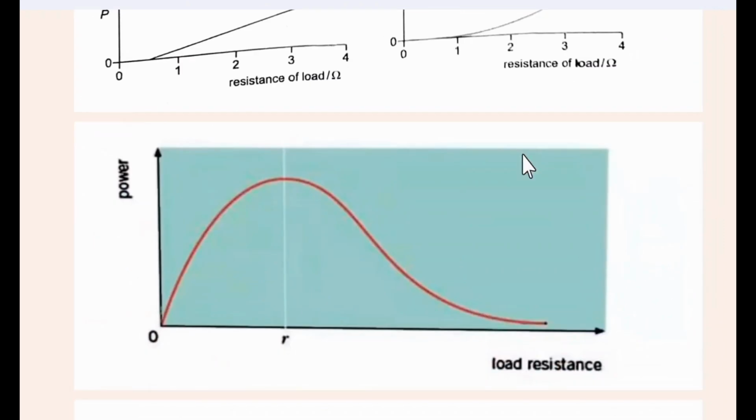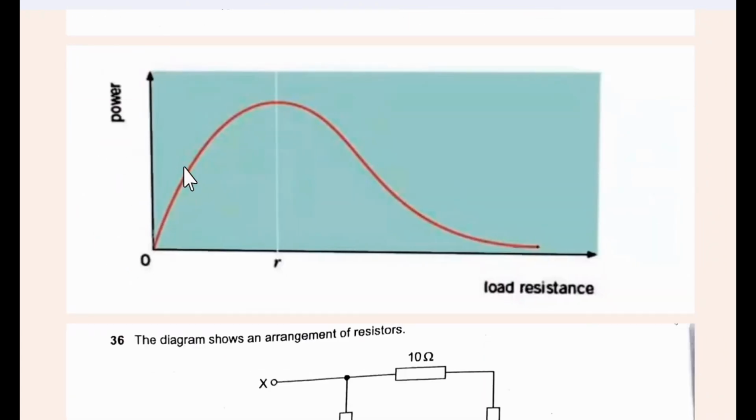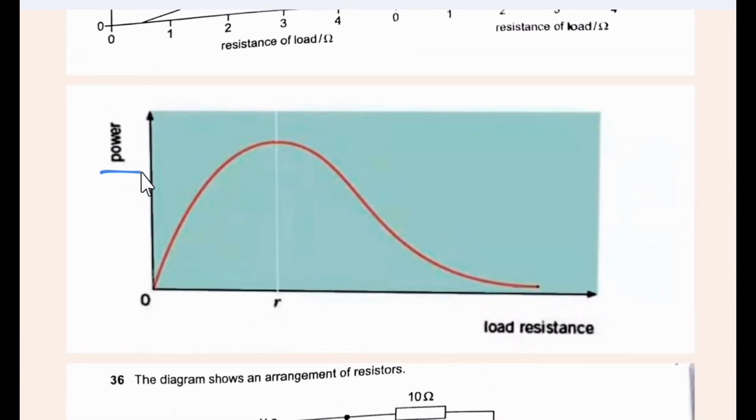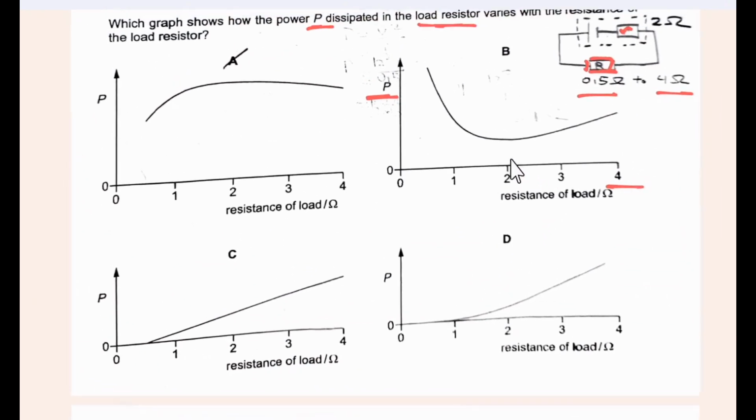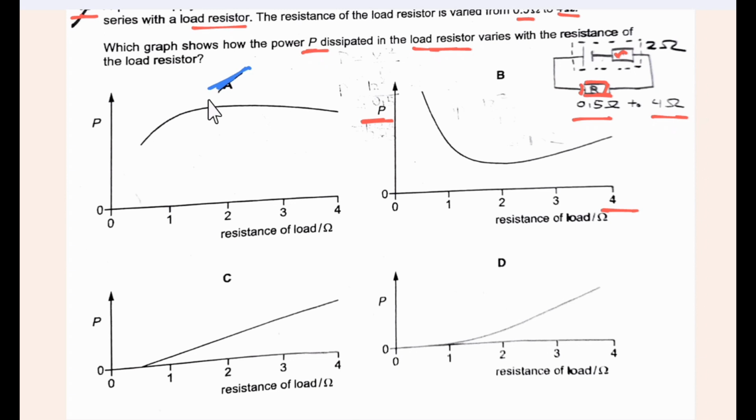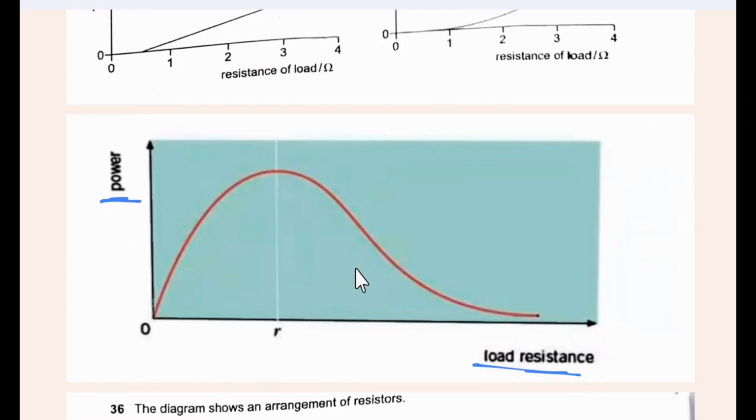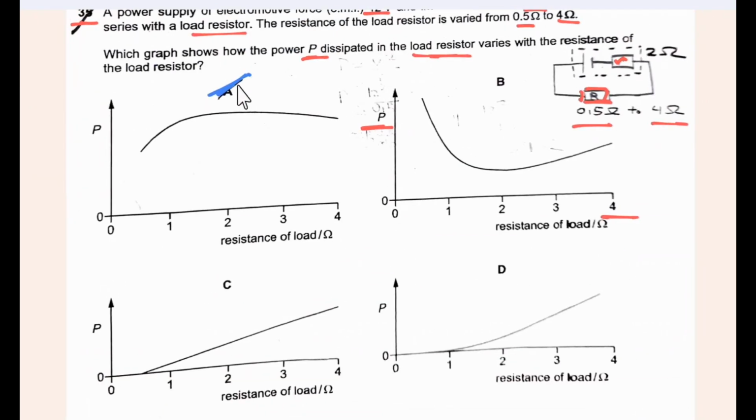If you search the books for S level, you can see that the power against load resistance graph looks something like this. So this is the actual power against load resistance graph from the book. This graph is quite similar to option A, so the answer should be A. That power against load resistance graph, you must remember this.